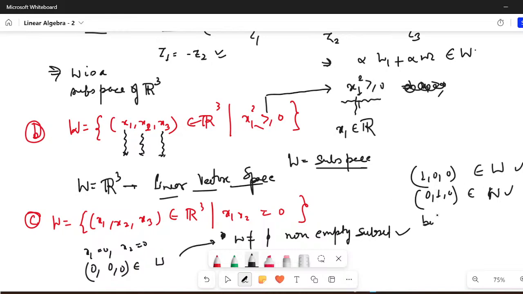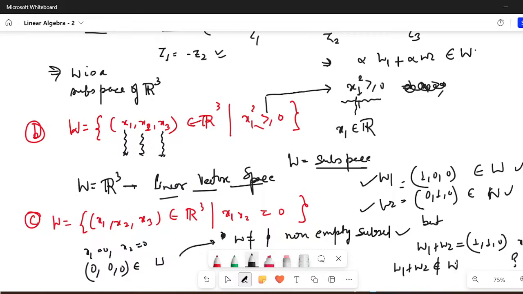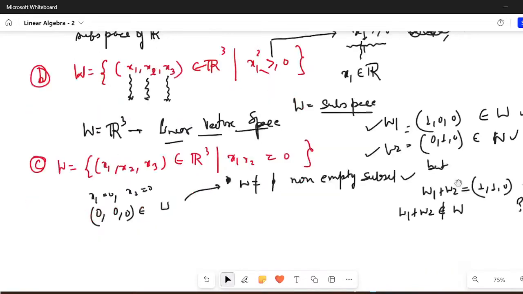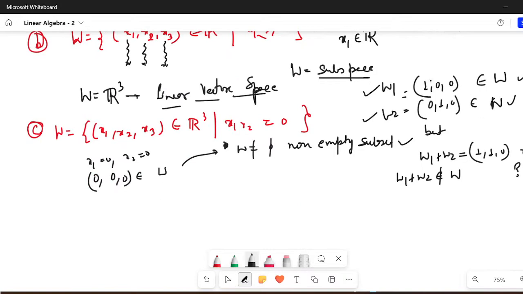But let's say this is your W1, let's say this is your W2. But we know that W1 plus W2 is equal to what? It is equal to 1 comma 1 comma 0, and no longer is x1 x2 equal to 0. It implies W1 belongs to W, W2 belongs to W, but W1 plus W2 does not belong to W. So this implies that W is not a subspace.